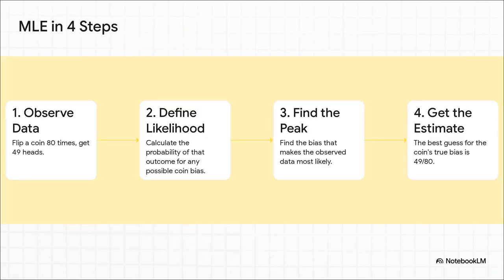Let's make this really simple. Imagine you flip a coin 80 times, and it comes up heads 49 times. Kind of suspicious, right? You think it might be biased. So how do you estimate its true bias? Well, with MLE, you'd set up what's called a likelihood function. It calculates the probability of getting 49 heads for every possible bias the coin could have. The best guess is simply the one at the very peak of that function, the bias that makes your result most probable. And in this case, it's, you guessed it, 49 divided by 80. So simple, but so powerful.